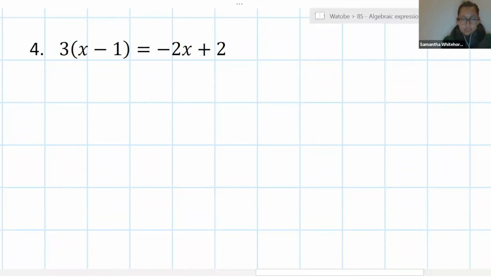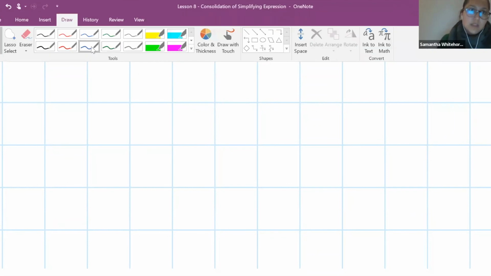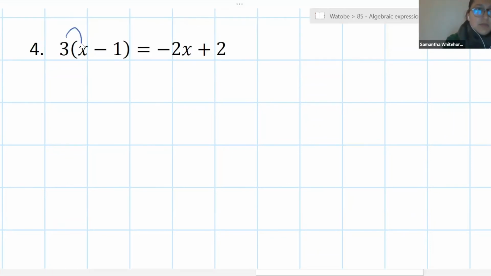So what we need to be careful of here is that I first need to go and distribute the bracket. So I need to do the multiplication first. What that means is I need to multiply the 3 into the bracket to both the x and the negative 1. So 3 times x is 3x, and 3 times negative 1 is negative 3. So I've got 3x minus 3 is equal to negative 2x plus 2.